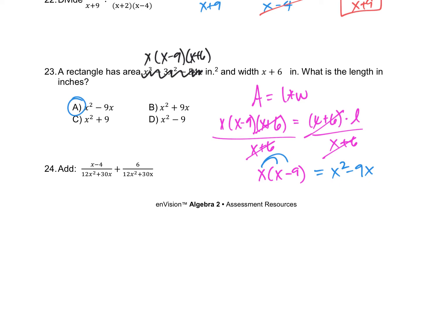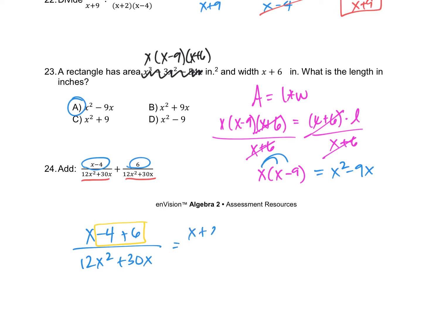On number 24, because the denominators are the same, all we have to do is add the numerators and keep the denominators the same. So what that looks like is x minus 4 plus 6 all over 12x squared plus 30x. Negative 4 and positive 6 are friends, so that makes a positive 2. So that would be x plus 2 over 12x squared plus 30x.